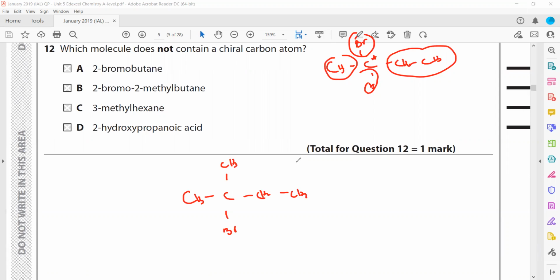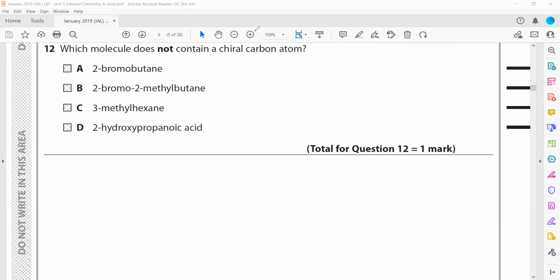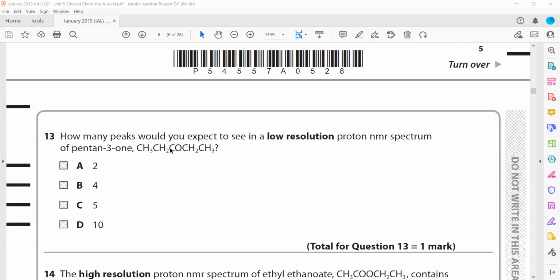So when we check for this one, this CH3 and CH3 are identical. Then Br and this one, so these two are identical. If there are even two identical groups or three identical groups, it means it does not contain a chiral carbon. So B will be the right answer. In the same way we can draw the structure of each and work it out, but as B is the right answer, I'm not going through all the structures. The question was which does not contain a chiral carbon.